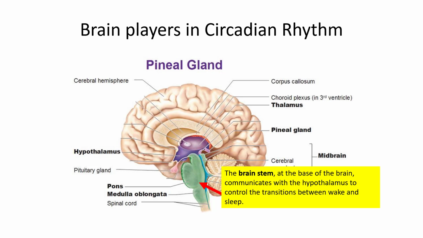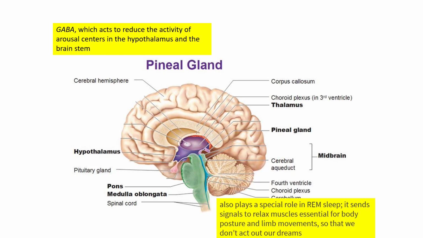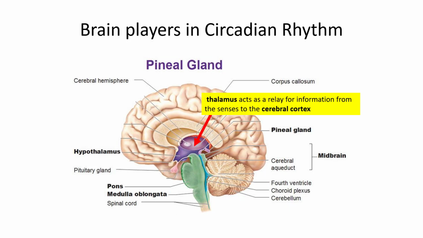The brainstem allows the hypothalamus to control those transitions from wakefulness to sleepiness, and GABA is one of the things I'll talk about. It's a major neurotransmitter that causes sleepiness, versus about 7 that are implicated in wakefulness. The thalamus is the relay center. All sensory information comes through the thalamus and then gets redirected to various parts of the brain.